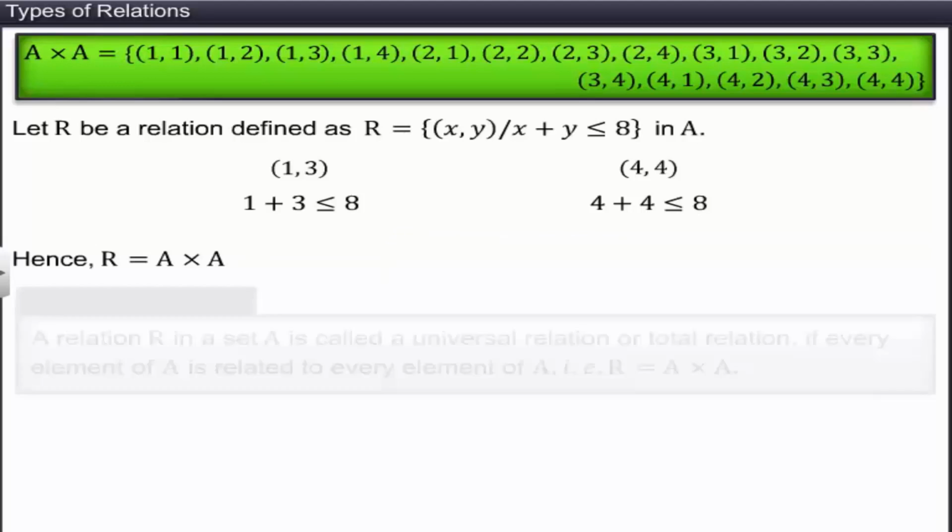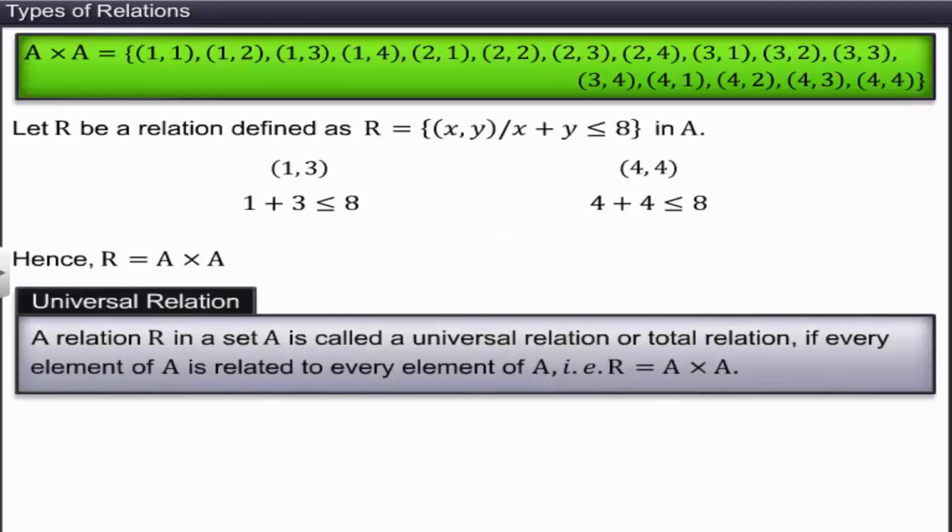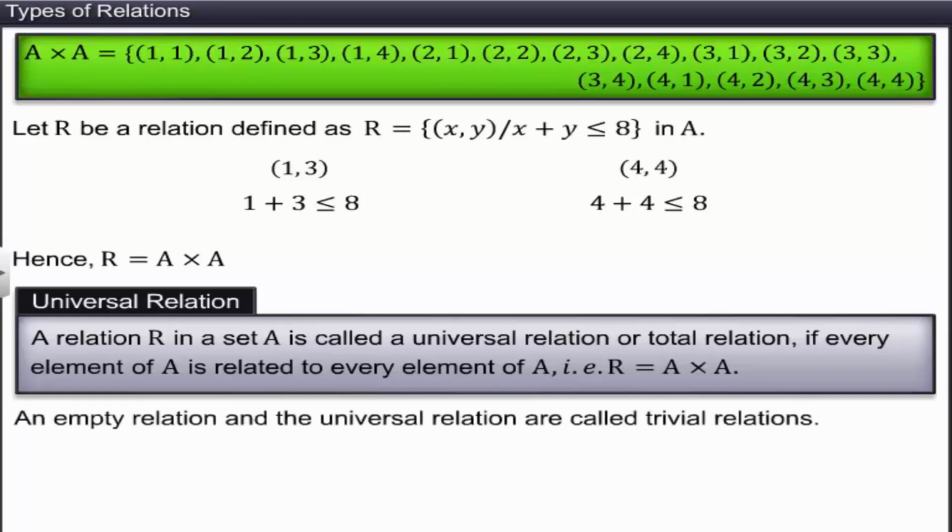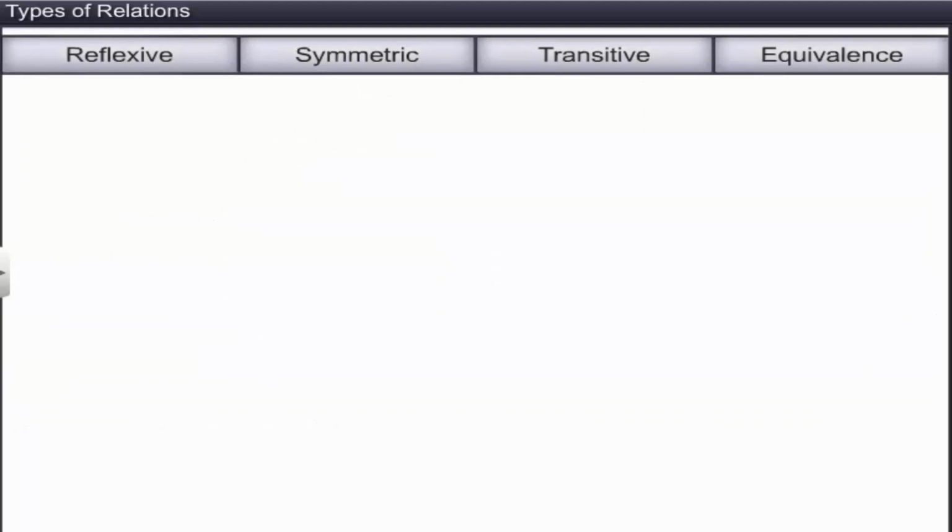Mathematically, a relation R in a set A is called a universal relation or total relation if every element of A is related to every element of A. That is, R is equal to A cross A. An empty relation and the universal relation are sometimes called trivial relations. There are 4 different types of relations.